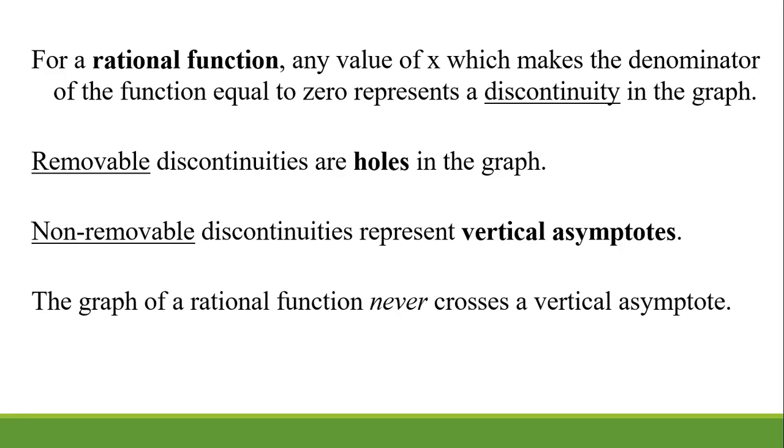Now the thing that's important to remember about vertical asymptotes is that your graph will never ever cross a vertical asymptote. So when your graph gets close to that vertical asymptote, it's going to just continue to get closer and closer, but it will never cross or touch the vertical asymptote.